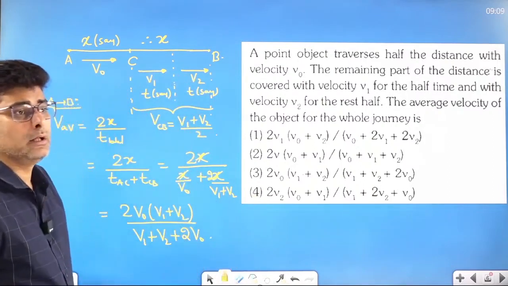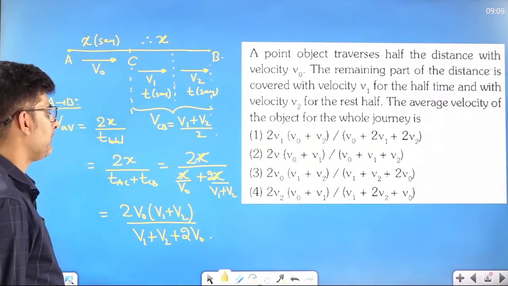Many of you are replying as answer 3, correct. Understood?